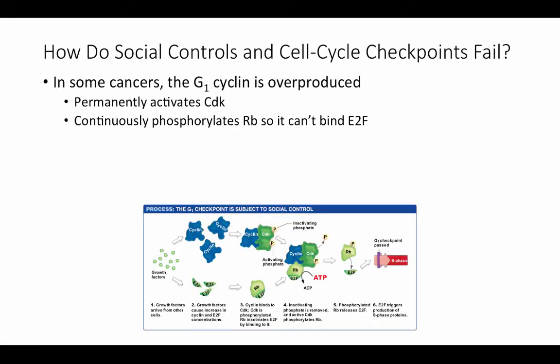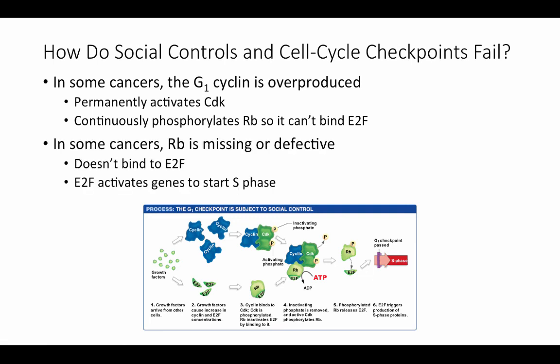So how does this fail in the case of cancer cells? So in some cancers, the G1 cyclin is overproduced. So we get way too much of the cyclin, and that's going to permanently activate CDK. We're going to have this complex ready to go all the time, and so this is going to be overactive in phosphorylating the RB protein. So if this RB protein is constantly phosphorylated, it can't bind the E2F. E2F is just going to bypass this whole process and allow the cell to go directly into S phase.